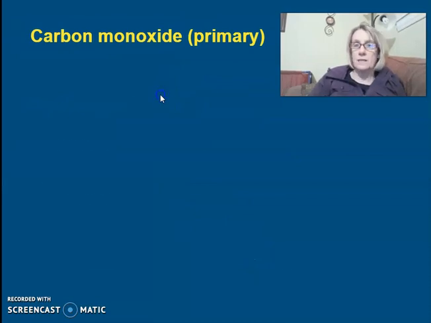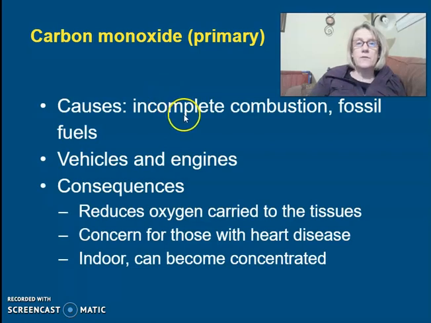So carbon monoxide, CO, is formed from incomplete combustion of fossil fuels. All right, vehicles and engines. Consequence, what happens is CO combines with hemoglobin. So you might remember from biology that hemoglobin binds to oxygen. So that's how we get oxygen to our tissues. So if CO binds instead, then we have a problem.